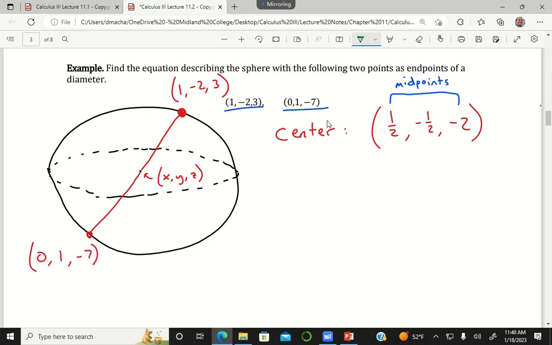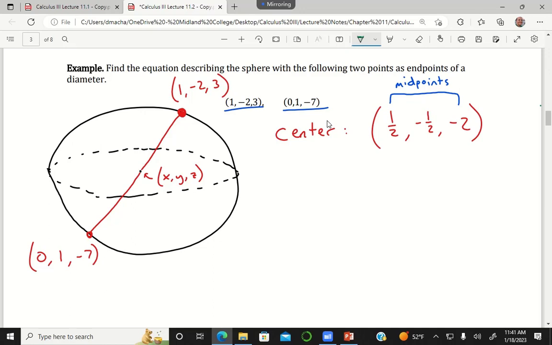Now, before I set out to answer my question, my question is asking for the equation of the sphere. I need to know the center of my sphere, and I also need to know the radius of my sphere. That's going to be pretty essential to finding a good equation. So, how do I find the radius of this sphere now?